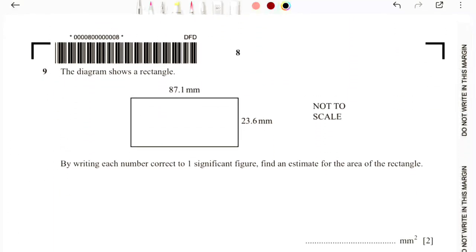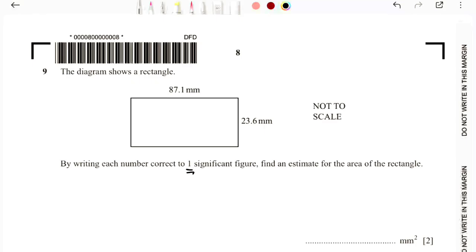The diagram shows a rectangle having length 87.1 millimeter and width 23.6 millimeter. Length and width are given. By writing each number correct to one significant figure, find an estimate for the area of the rectangle.